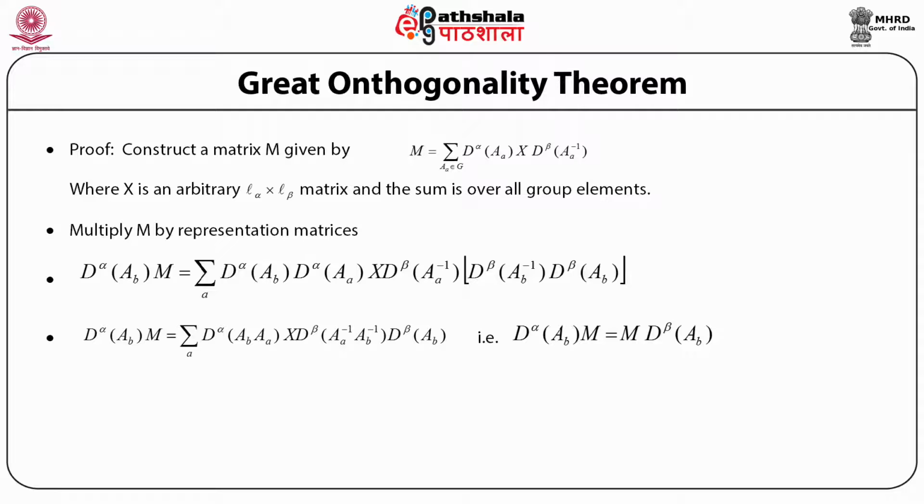X times D beta(A inverse) into D beta(B inverse) D beta(B), because D beta(B) inverse into D beta(B) is unity, so I can just multiply it with that, which gives me that D alpha of B times M is equal to the sum over all elements, D alpha of BA multiplied by the matrix X multiplied by the matrix D beta for the element A inverse B inverse, which also is an element in the group, times the matrix D beta of B, which then means that D alpha of B multiplied by M is equal to M times D beta of the same element B.